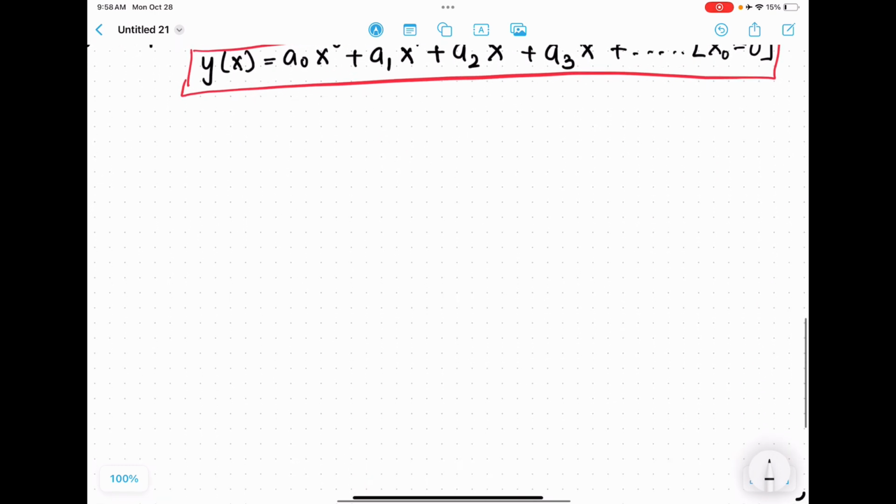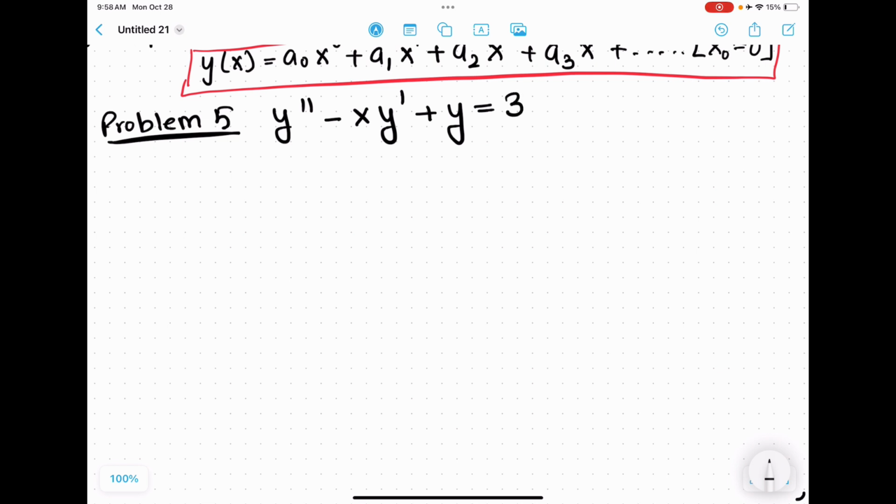So this is my problem 5, and I'm just going to copy my question. So I have y double prime minus x times y prime plus y equals 3. So at our right-hand side, it's a 3. So it's not a 0. That means this is a non-homogeneous equation.